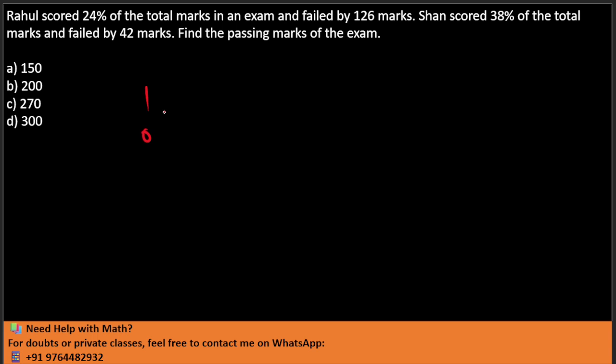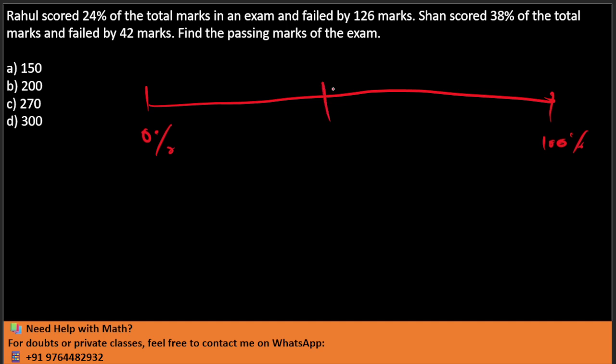So minimum 0% and maximum, let me draw here, 100%. And let's say this is the passing point. So he scores 24% and he failed the exam. So 24% will be here, and by how many marks did he fail the exam? By 126 marks.